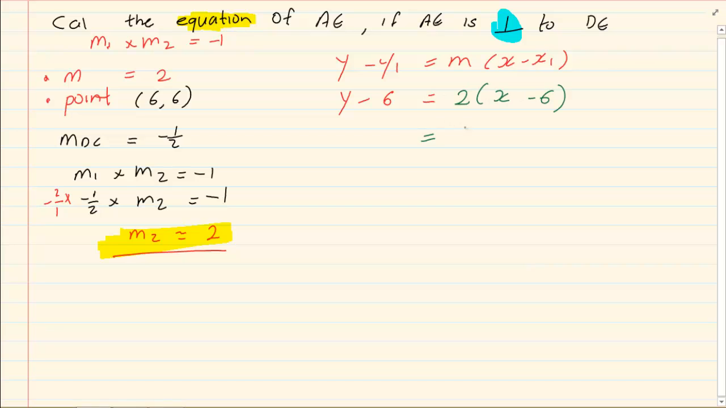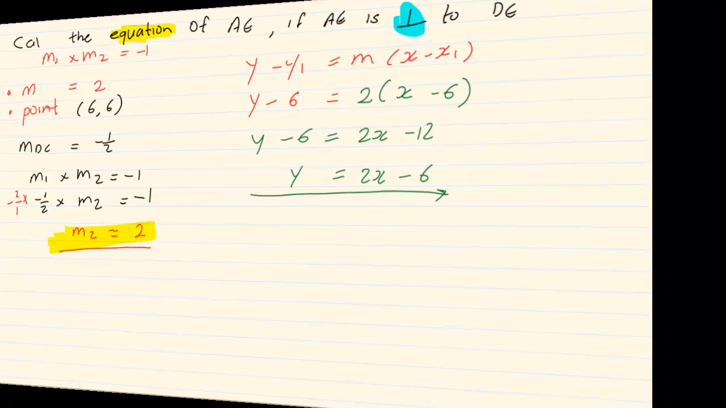Now you simply get rid of the brackets and get it into standard form. Take the 6 over and we'd have y is equal to 2x minus 6. Right, let's do another example.